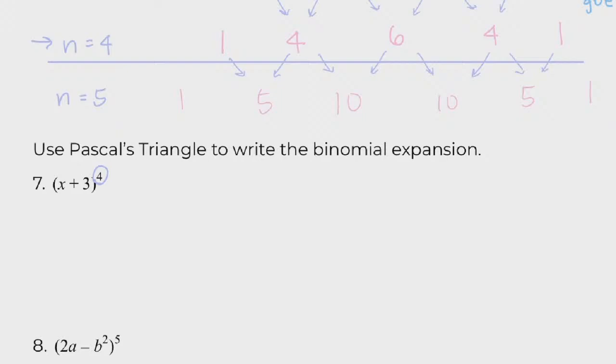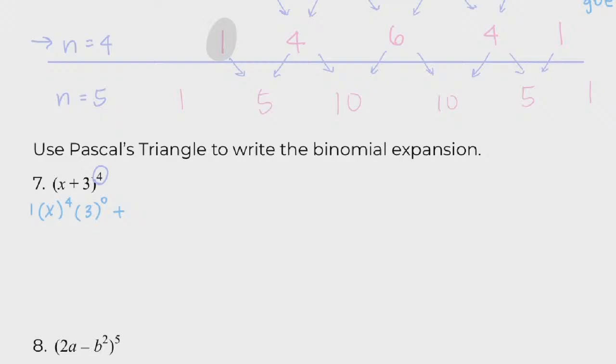So the numbers in the triangle give you the coefficient. So the first one's 1. So we're going to start with 1. And the first term in the binomial is x. And you'll always start with the exponent that matches the exponent for the problem. So it'll be x to the 4th. Then our second term in the binomial is 3, and that's always going to start at 0. So for the first term, it's always going to match the exponent, and for the second term, it'll always be 0.